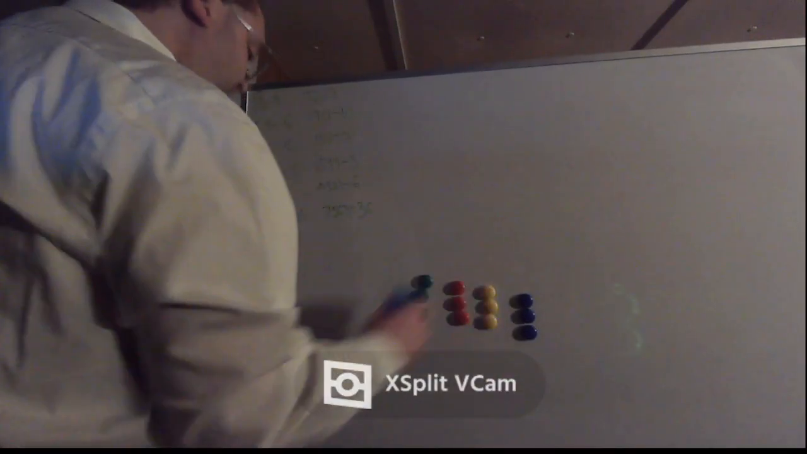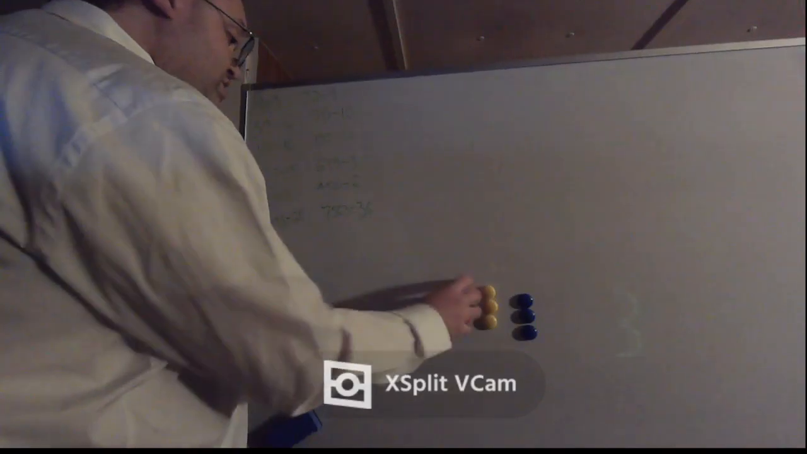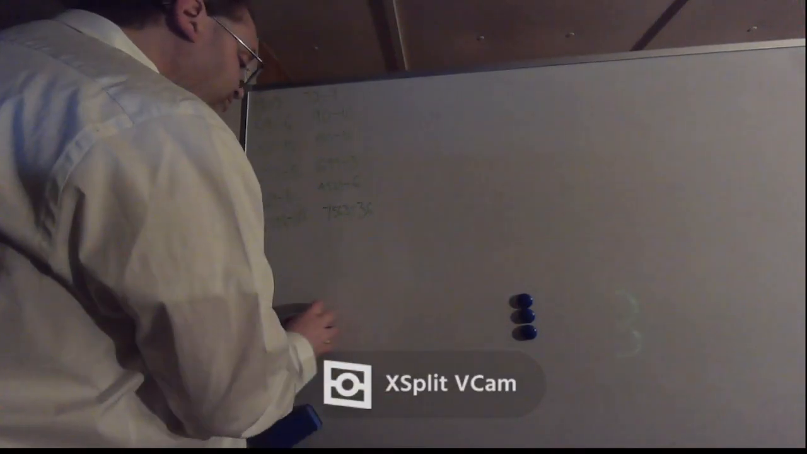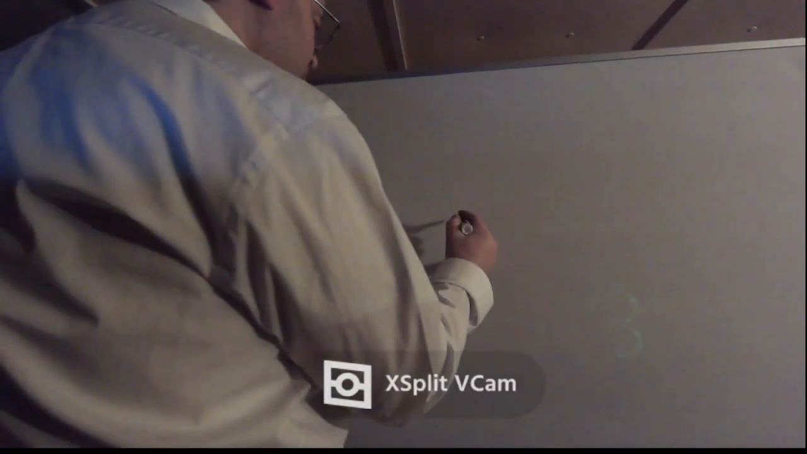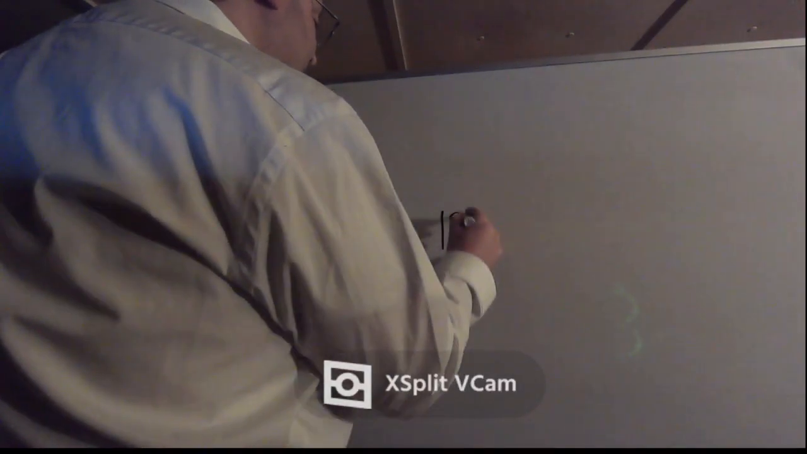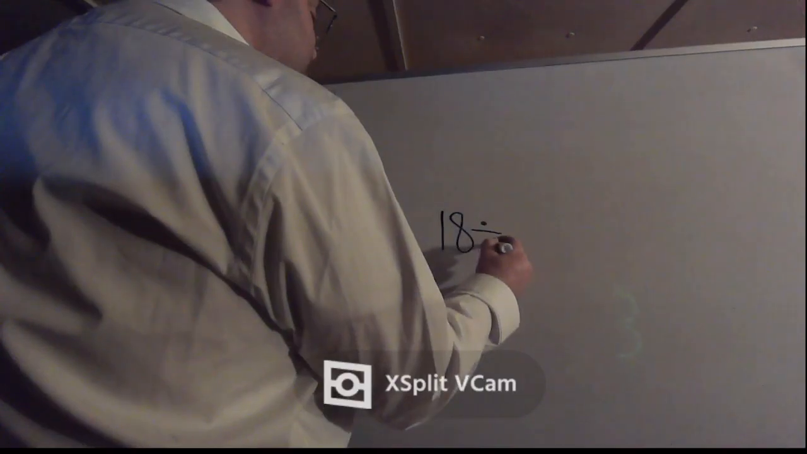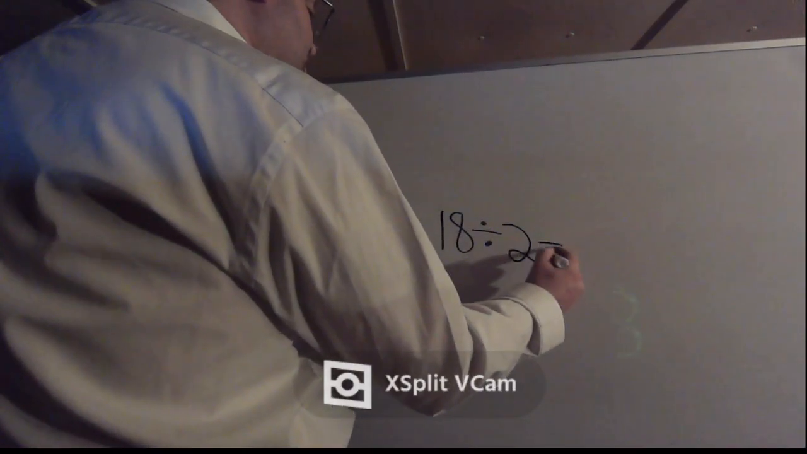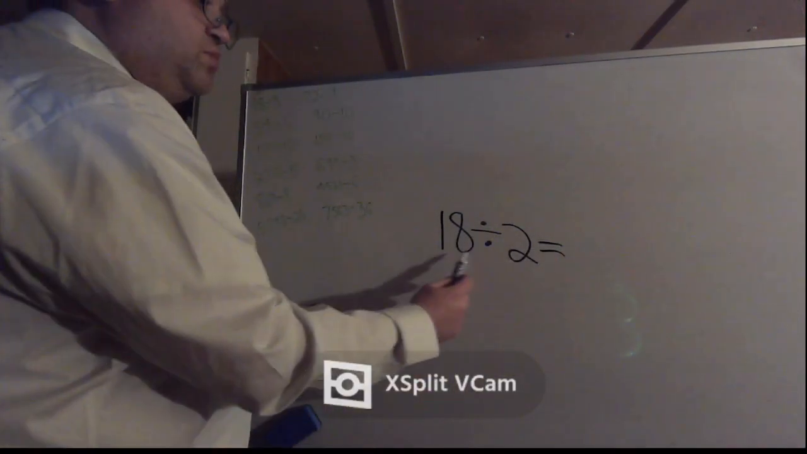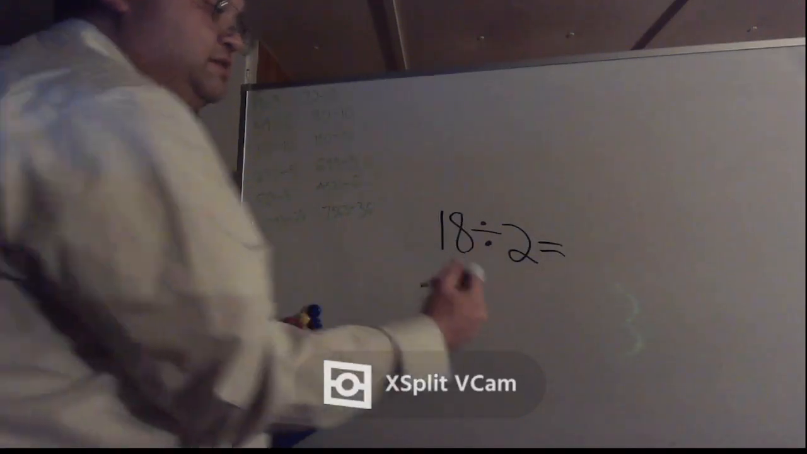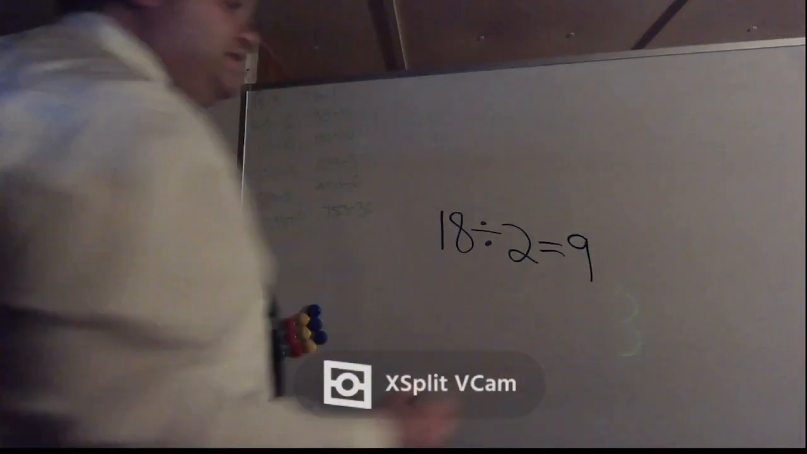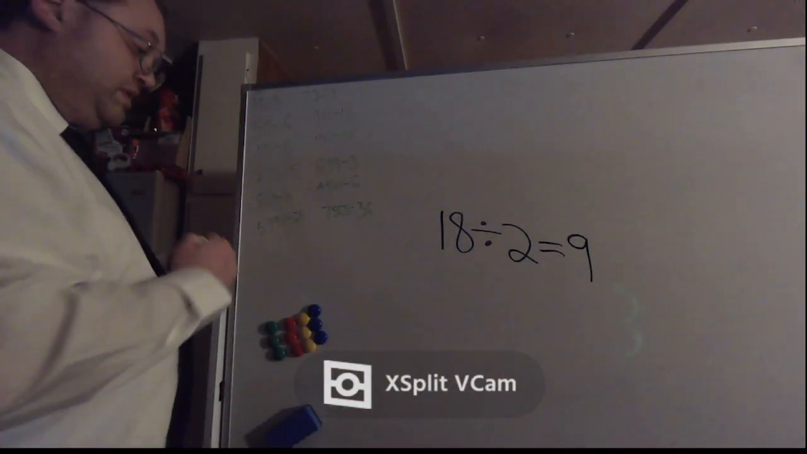So, doing division is like saying, okay, I have 18 divided by 2. This is another way you could say 2 times what equals 18. Yeah, 2 times what equals 18? 9. So 18 divided by 2 is 9. That's another fancy way of doing division.